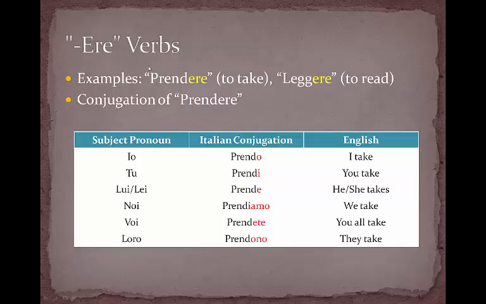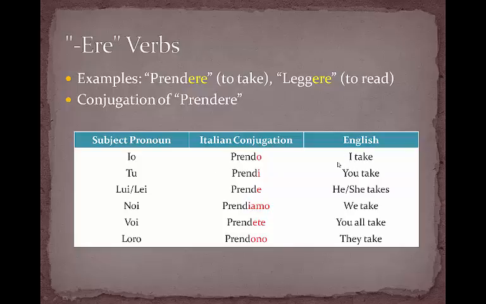So now we're on ere verbs. Some examples: prendere means to take. Leggere means to read. So let's conjugate prendere. Prendo, prendi, prende, prendiamo, prendete, prendono. Once again, you'll see that the io, tu, and noi endings are the same as with the are verbs. The only ones you're changing are the third person singular, second person plural, and third person plural.